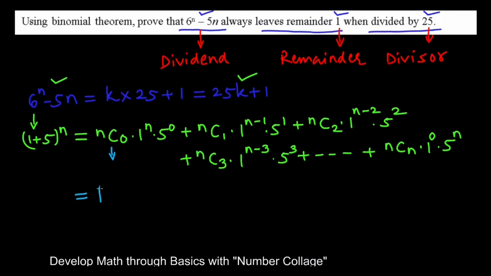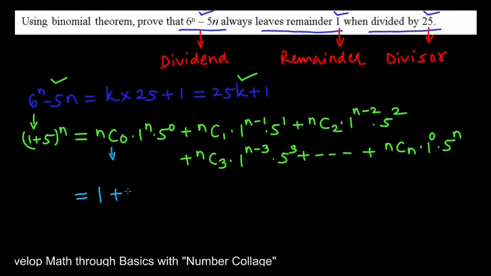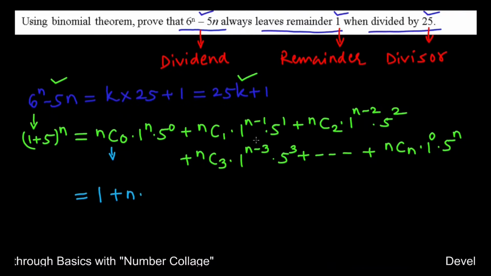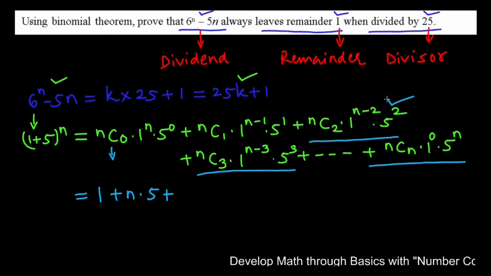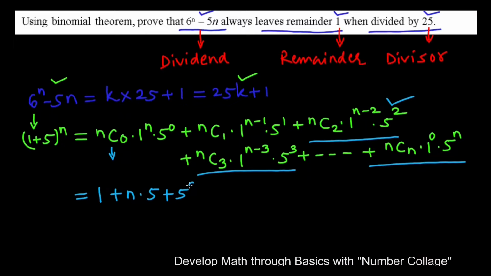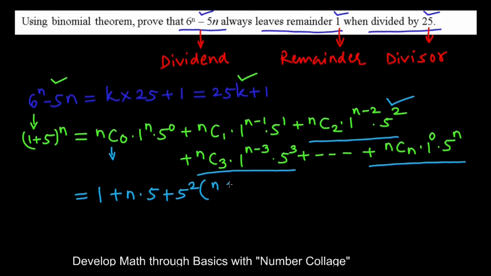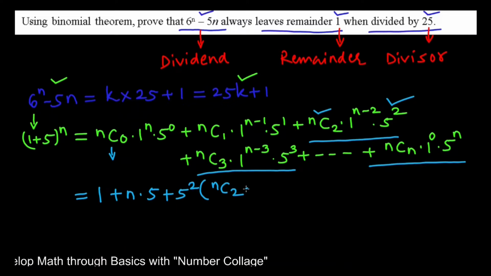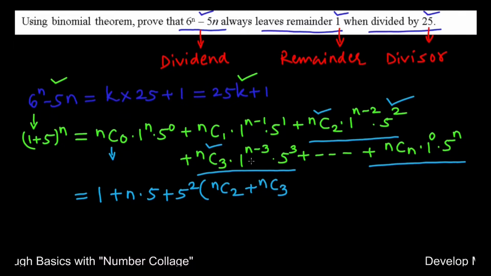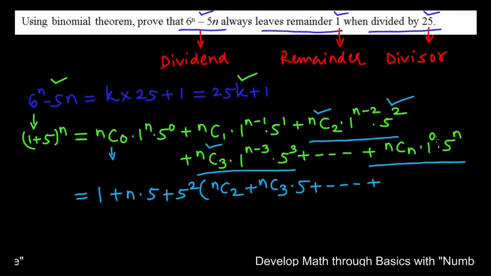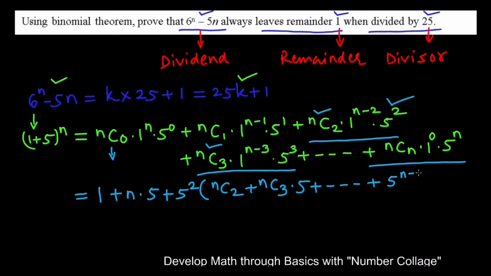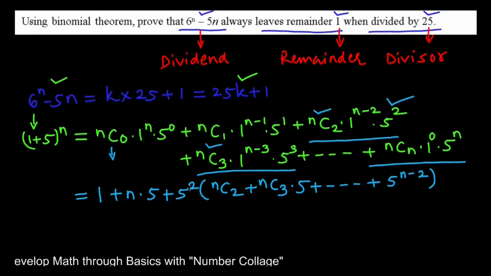So the first term will be 1 plus nC1, which is n, raised to n minus 1 is 1, 5 raised to 1 is 5, plus in the successive terms we can take this 5 square as a common term. So this will be 5 square into bracket, it will be nC2, which is this, then this will be 1 plus this nC3, this will be 1, 5 cube divided by 5 square will be 5, plus so and so forth, plus nCn will be 1, 1 raised to 0 will be 1, and this 5 raised to n will be 5 raised to n minus 2, because we have taken 5 square common from it.